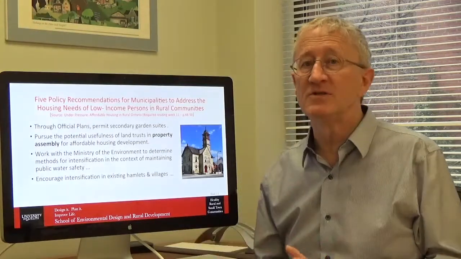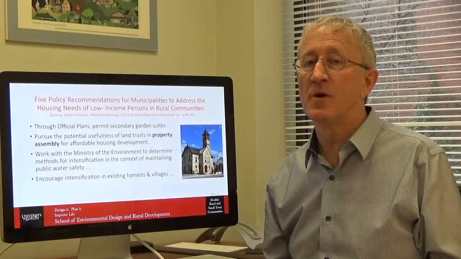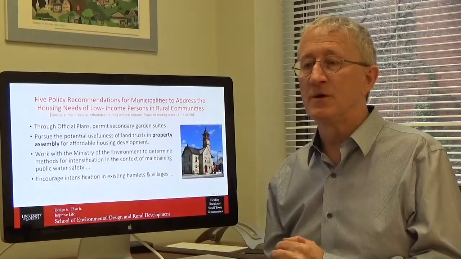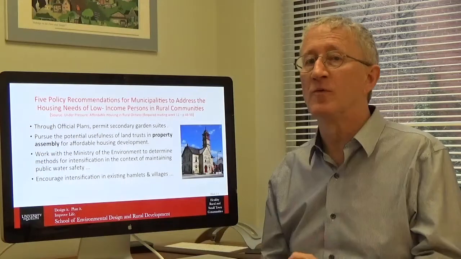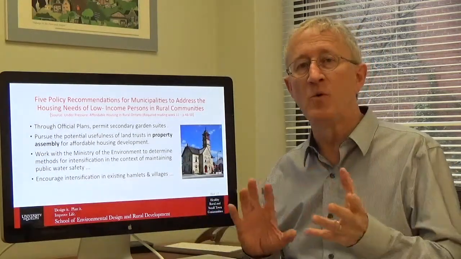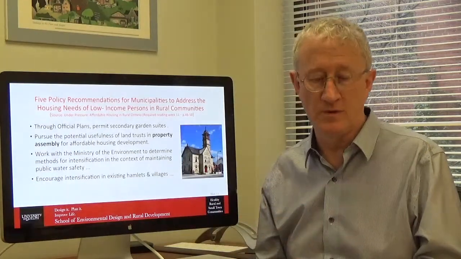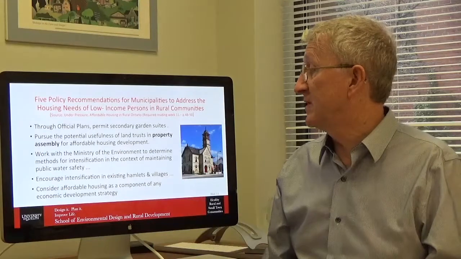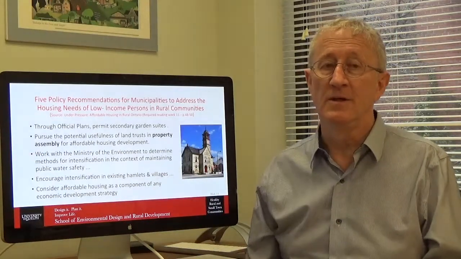Intensification in existing hamlets and villages is a way of putting housing on the market in a more affordable way. And it's also a means of providing services in a more affordable way, notwithstanding that you need to respect the differences that people will be hoping to or aspiring to within a community. And consider affordable housing as a component of an economic development strategy.